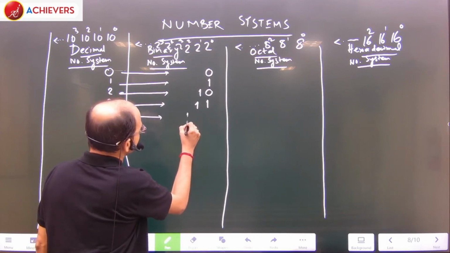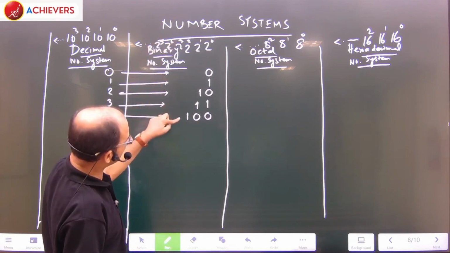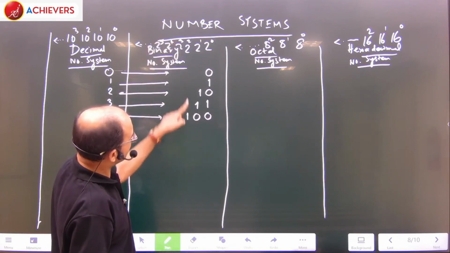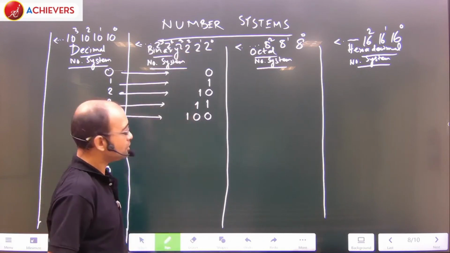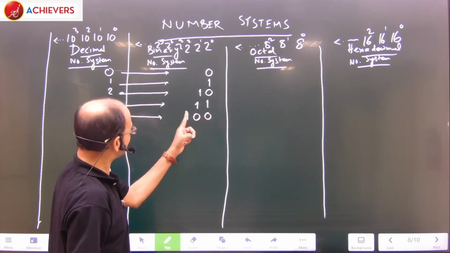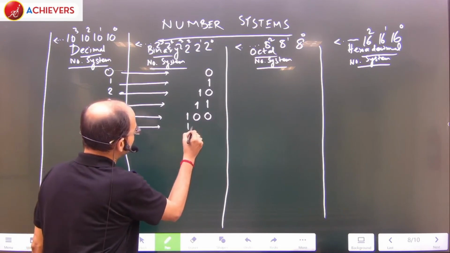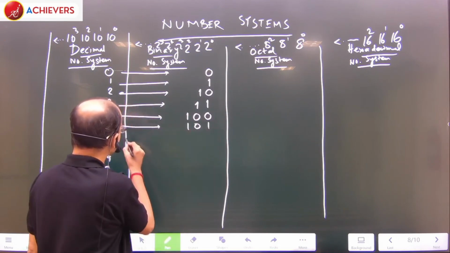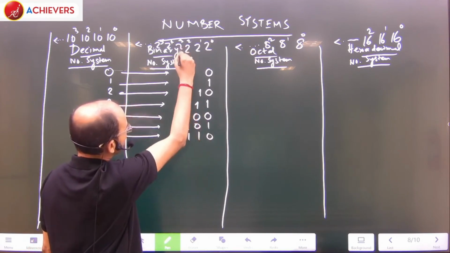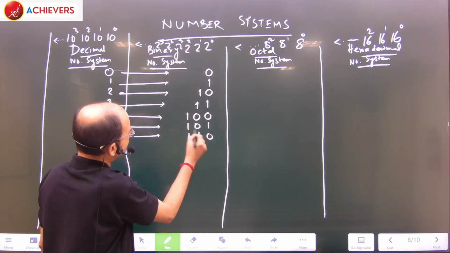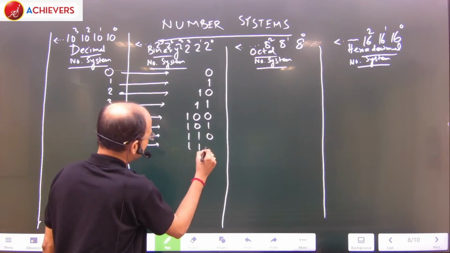4 represents 1, 0, 0. How? Under 2 to the power 2 we have 1, and under 2 to the power 1 and 2 to the power 0 we have zeros. So 2 to the power 2 is 4. So the binary equivalent of 4 is 1, 0, 0. Similarly, 1, 0, 1 is represented based on 5. 6 is 1, 1, 0, that is 2 to the power 2 plus 2 to the power 1, 4 plus 2, that is 6. So 1, 1, 0 is 6.